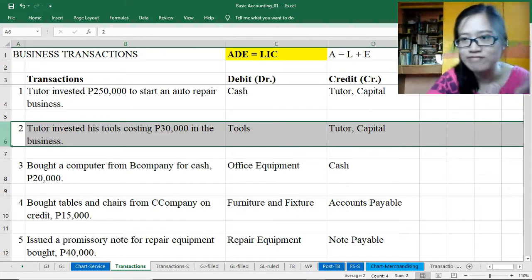Okay? So, hopefully, masusundan pa. Normal balances pa to kasi increase in asset, increase in capital pa lang yung mga nangyayari.